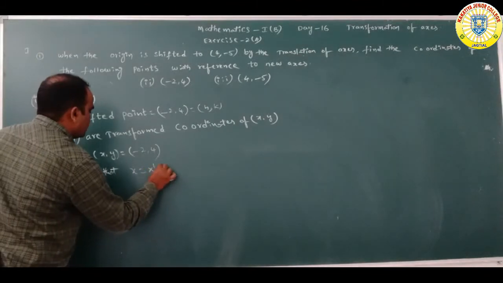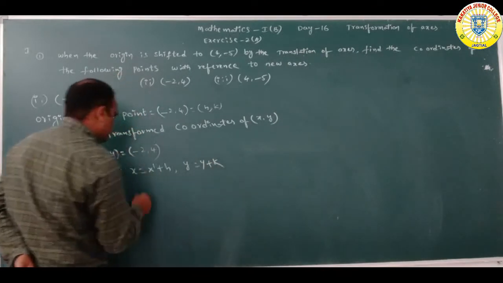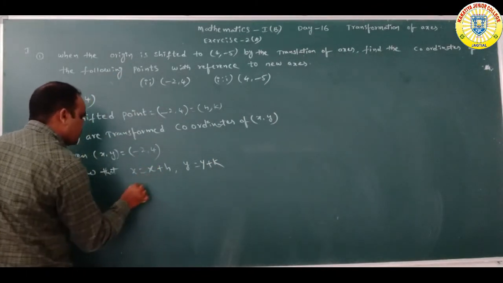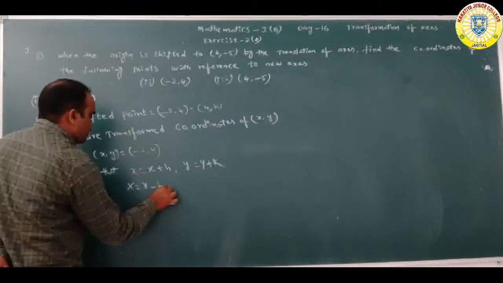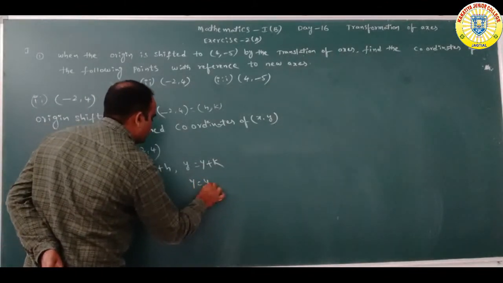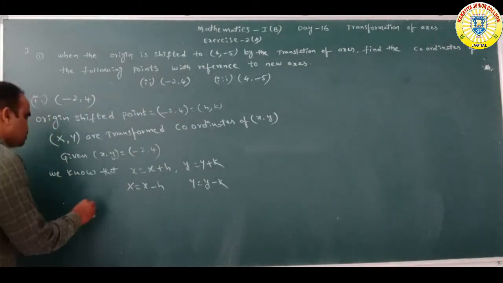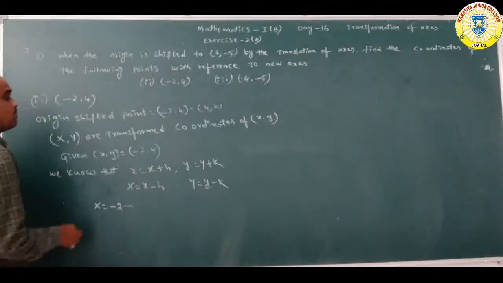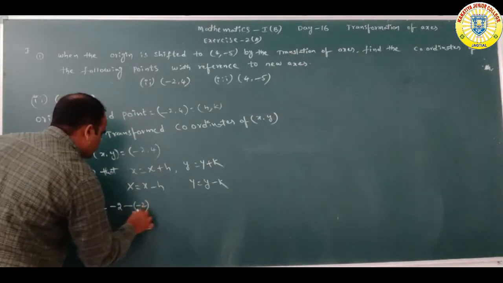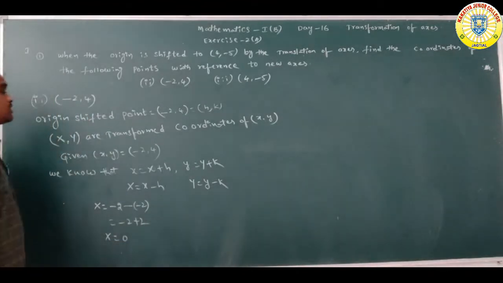Small x is equal to capital X plus h. Small y is equal to capital Y plus k. Here you want to transform coordinates, that's why capital X is equal to small x minus h, and capital Y is equal to small y minus k. Now we are substituting the values. Capital X is equal to x minus h, minus 2 minus h. h is equal to minus 2, that's why minus 2 plus 2. Capital X is equal to 0.